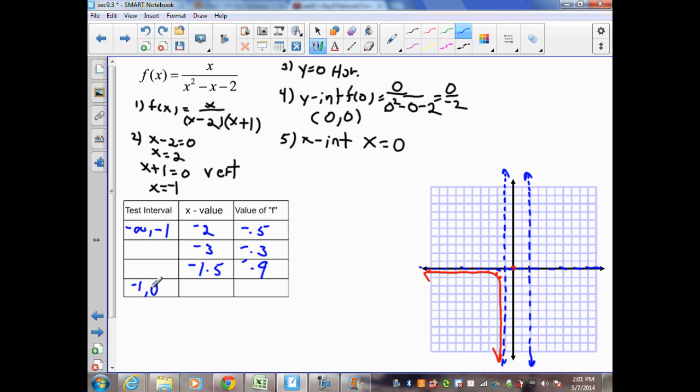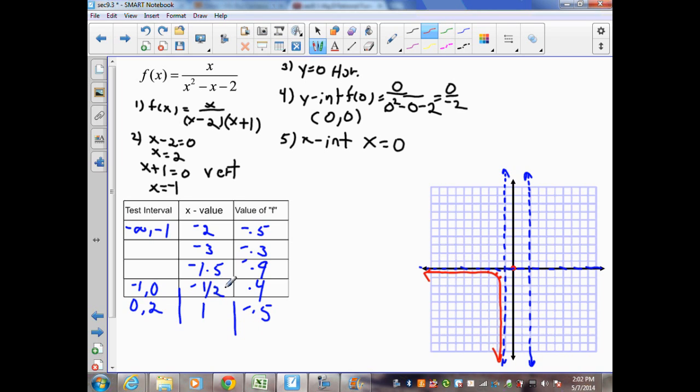And when I plug in a value between -1 and 0, I chose -1/2, and my x value of -1/2 is going to have an output of +0.4. My next interval I need to find is between 0 and 2. Between 0 and 2, the easiest one to find would be an x value of 1, and it has an output y value of -0.5. And I can plot those.